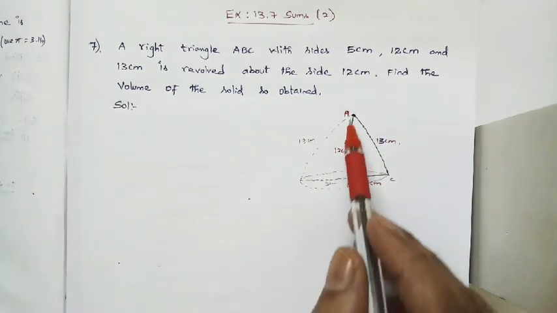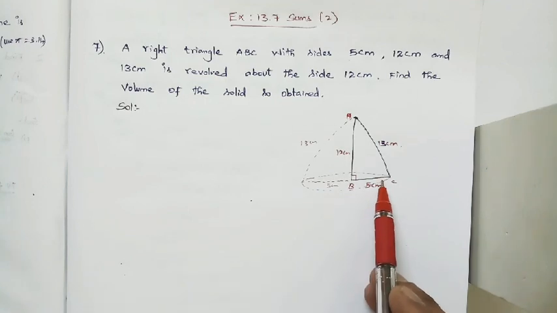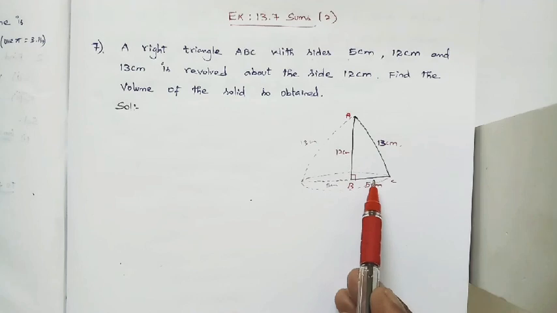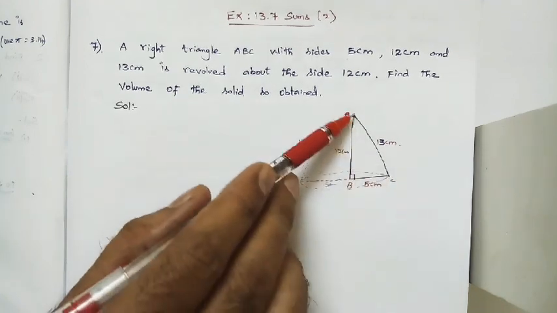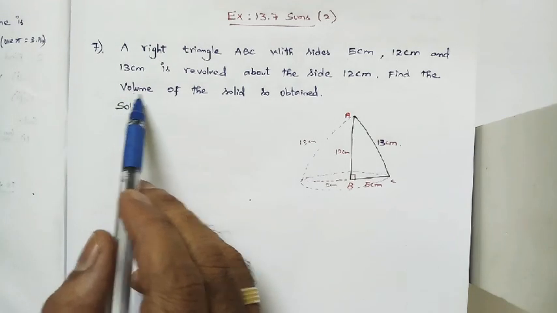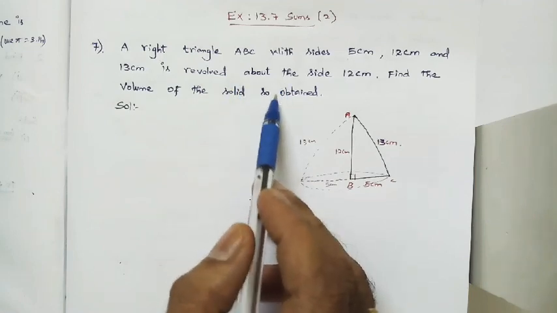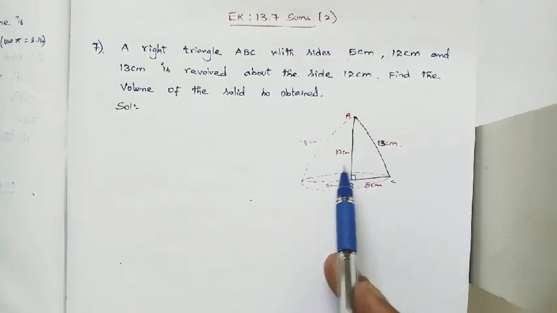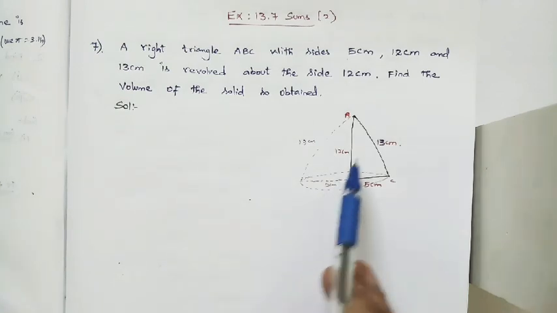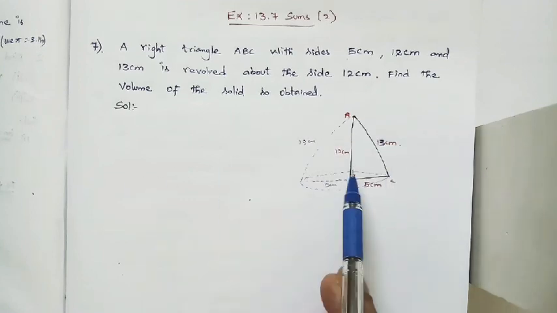Now the height of the cone is 12 centimeter, the radius is 5 centimeter, and 13 centimeter is the slant height. But now we are going to find the volume of the solid. See what solid we have obtained. We got a cone while revolving the right angle triangle.